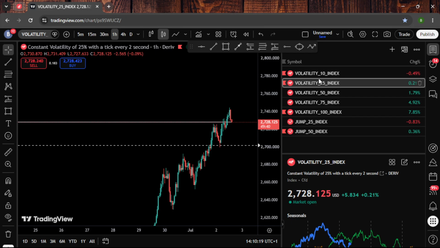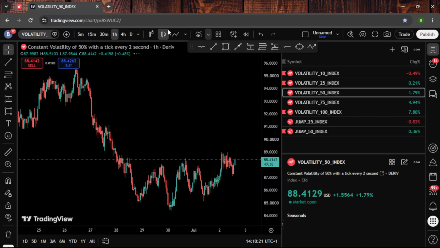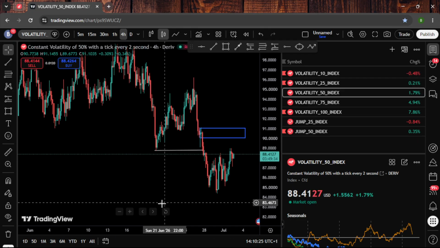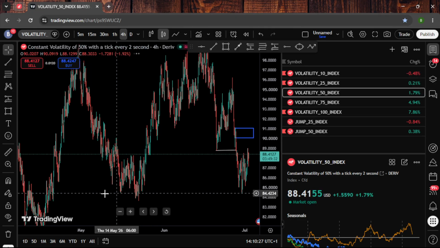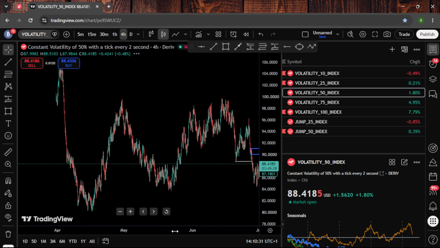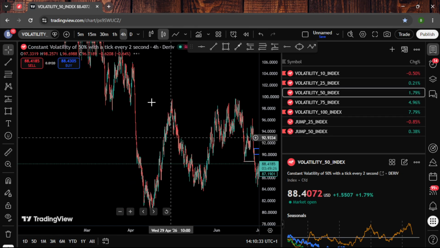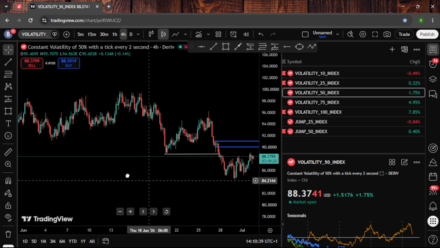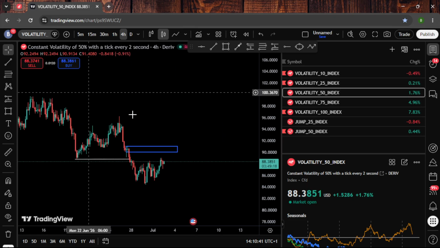That's for Jump 25. Then Volatility 50. Let's look at 4 hours. As you can see, the market has been in a downtrend. Yes, the market has been in a downtrend since. So we are going to take trades in this direction, and the immediate trend is also down.